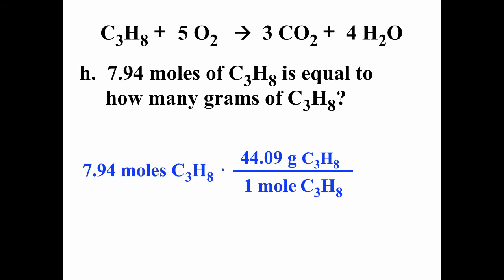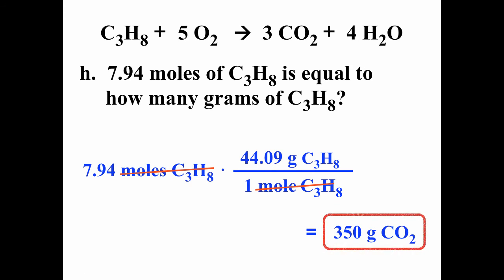It's sort of coincidental that in this problem, the molar mass of propane is almost the same as the molar mass of CO2 that we used previously. That's just coincidence. In general, we'll typically have quite different numbers between molar masses of different substances. So we do that conversion, cancel the units, multiply out 7.94 times 44.09, and we get 350 grams of propane.